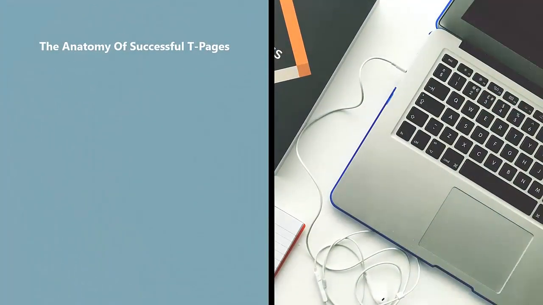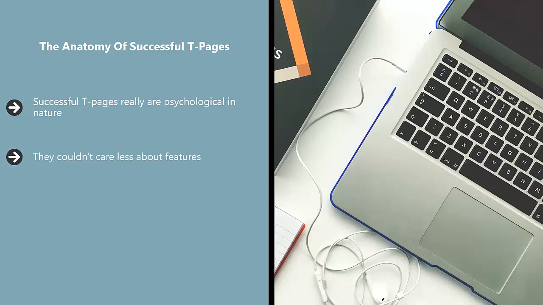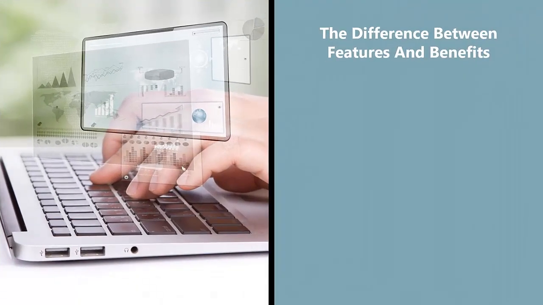The anatomy of successful T pages. Successful T pages really are psychological in nature. You must remember that people are buying products for benefits. They couldn't care less about features. Maybe you're selling a washing machine and it has 5 modes. It only takes up 10 kilowatt hours or whatnot. Consumers couldn't care less about features. They do care about benefits. Understand the difference between features and benefits.